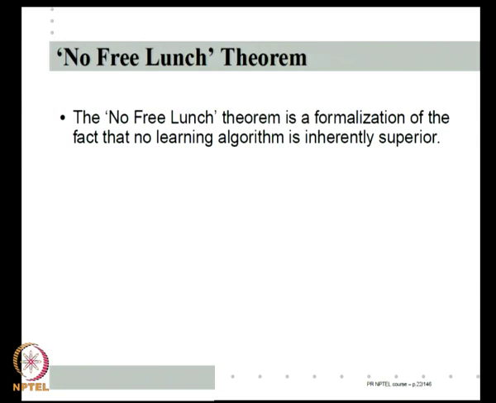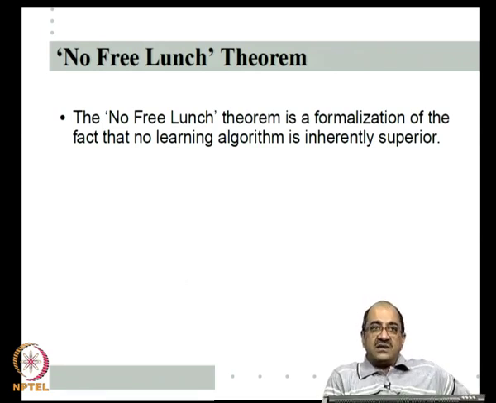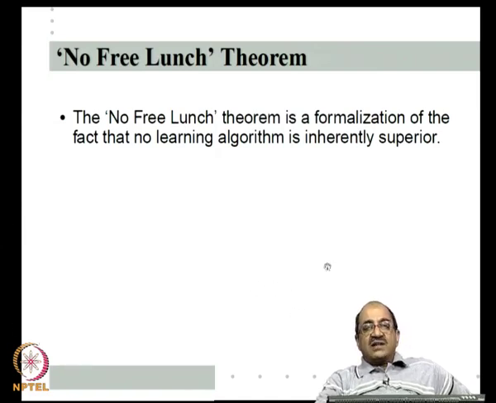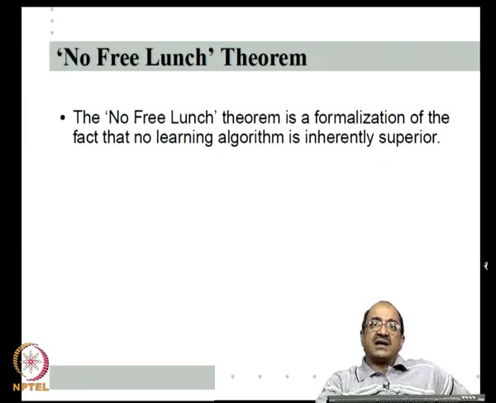Now, the formalization of the fact that there is no inherently superior classifier is called the no free lunch theorem. This is an American colloquialism: no free lunch means if somebody is offering you a free lunch, it certainly means that he or she wants some work from you. So there is no such thing as a free lunch. You never get in this life something for nothing. So that is what this theorem says, and once we complete the statement of the theorem, we will come back and see why it is called no free lunch. The no free lunch theorem is a formalization of the fact that no learning algorithm is inherently superior.